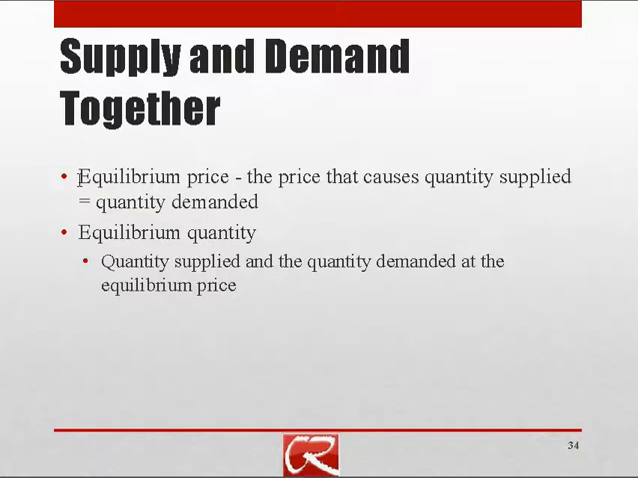There's two things. The equilibrium price is the price that causes the quantity supplied to equal the quantity demanded. The equilibrium quantity is the amount that is supplied and demanded at the equilibrium price.